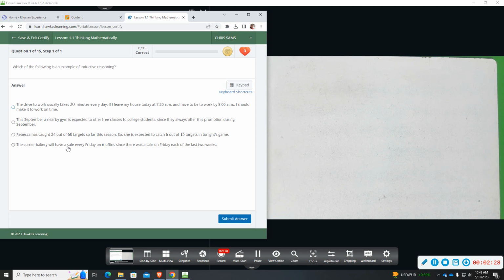The Corner Bakery will have a sale every Friday on muffins since there was a sale each Friday. So this one is kind of out of order. They're telling me the conclusion first, and then they're telling me the aftermath. So out of this, I would either be considering A or C. They both seem reasonable. I want to err on the side of C. They both almost do the same thing. Like you can calculate this. This looks like you can calculate, divide by 4 in each of those. So, but I'm going to err on the side of C.